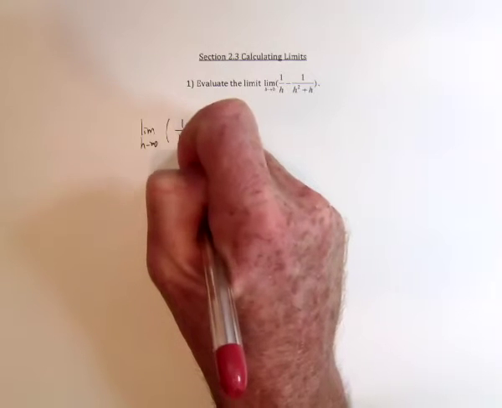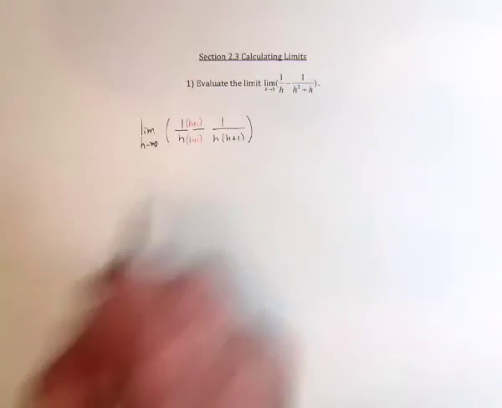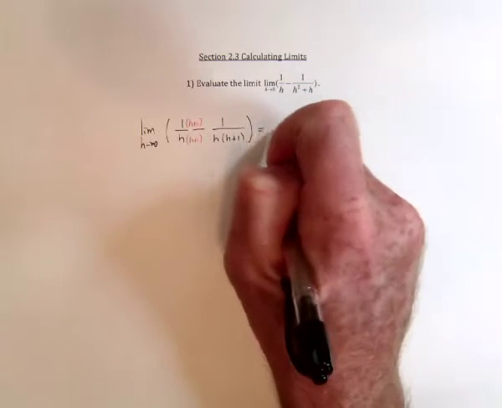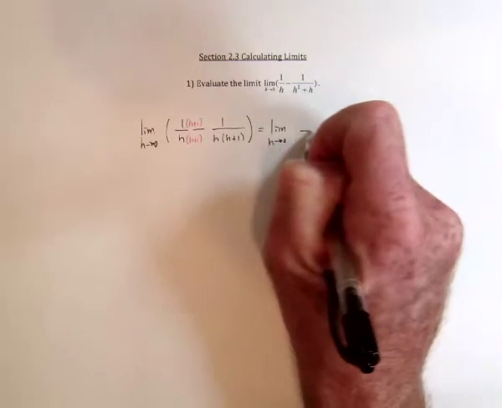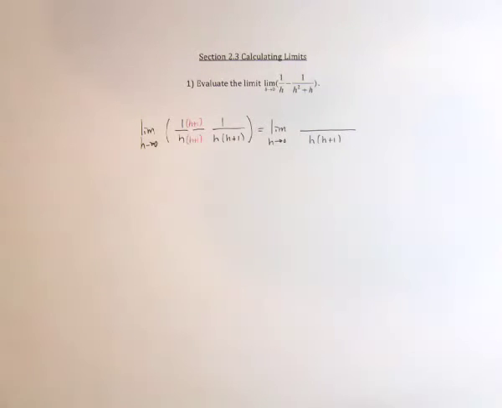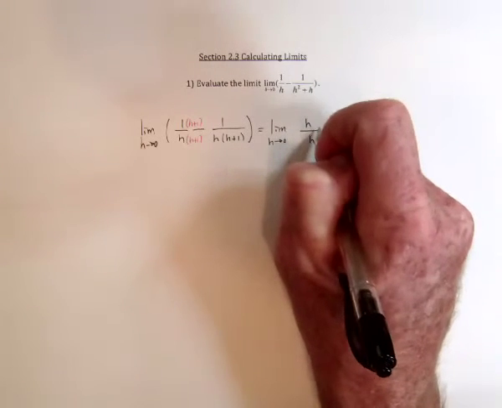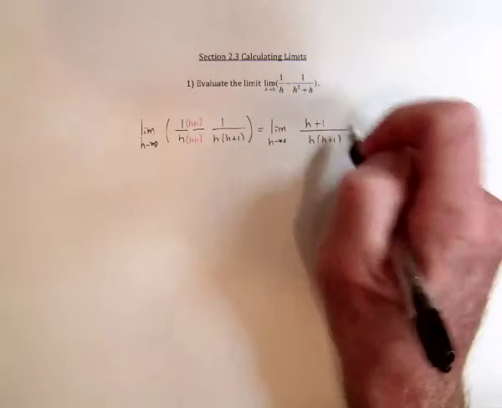So this one needs to be multiplied by h plus 1 in the numerator and denominator. And then they've got a common denominator. So we can just make one fraction with h times h plus 1 as the common denominator. And then here we've got an h plus 1 and then minus 1.